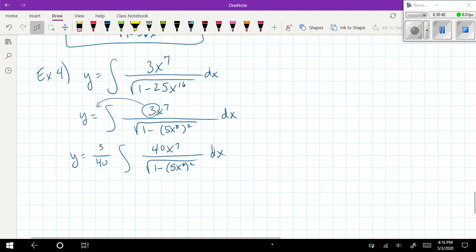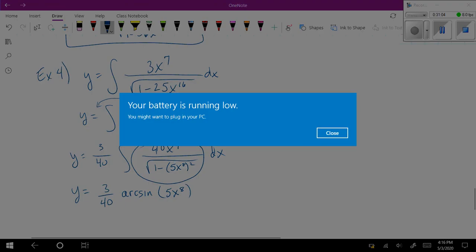This ends up being, sorry, not dy dx. I don't want a derivative. I just want my integral. Y equals, copy the 3 over 40. This I recognize as being the derivative of arc sine. So arcsin of what? Of 5x to the 8th.